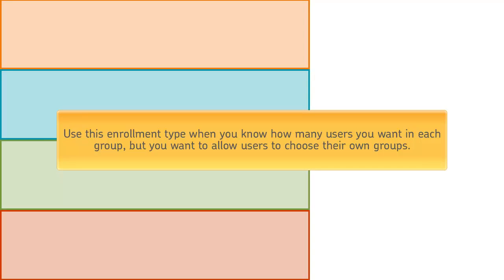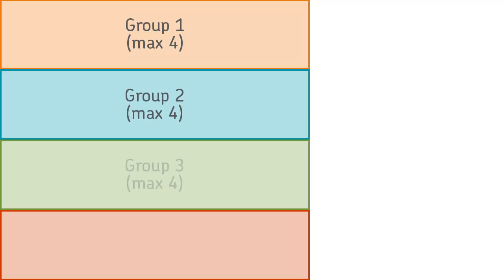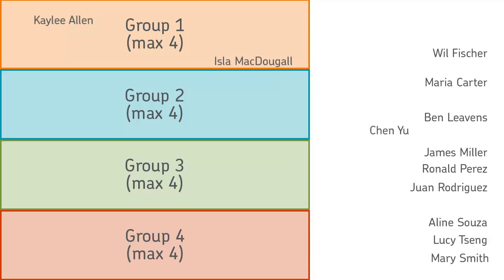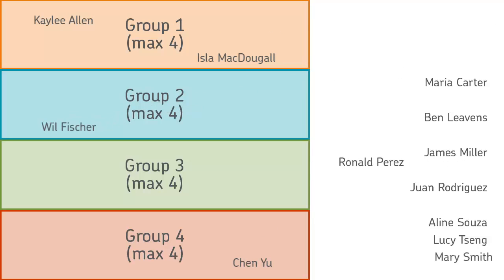Use this enrollment type when you know how many users you want in each group, but you want to allow users to choose their own groups. For example, your class is doing group presentations. You ask the learners to enroll themselves in one of 4 groups so they can choose the classmates with whom they want to work.